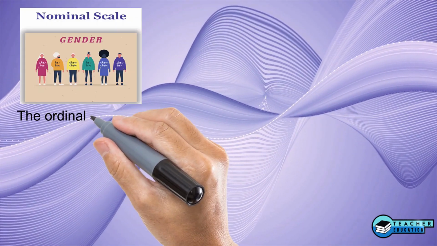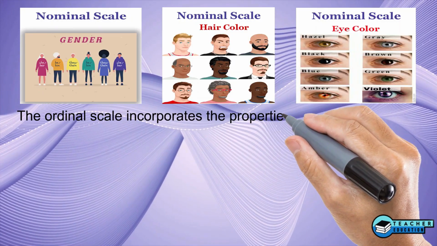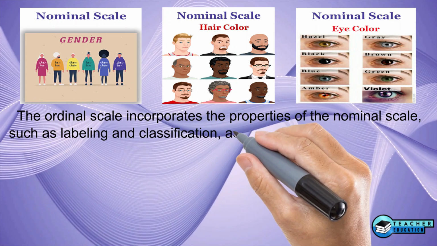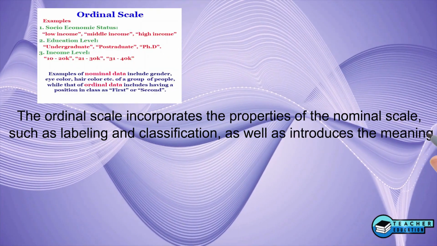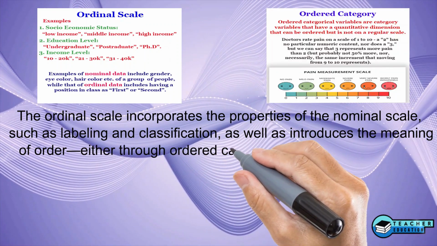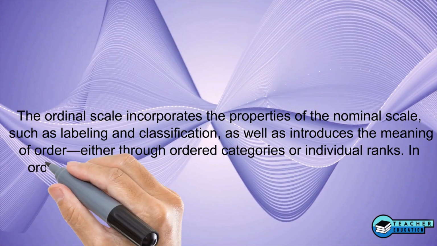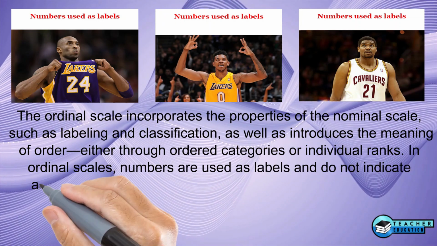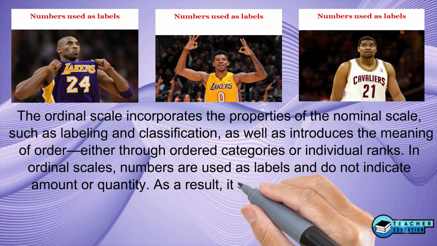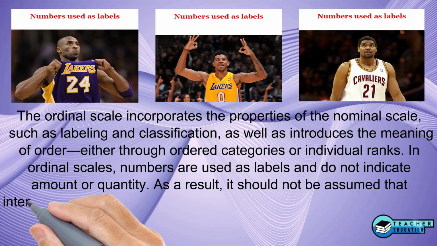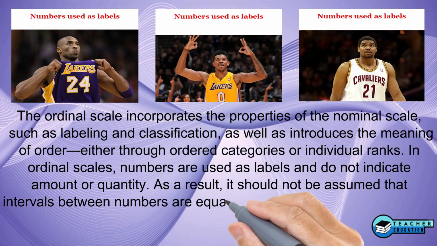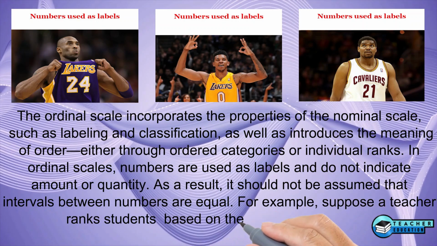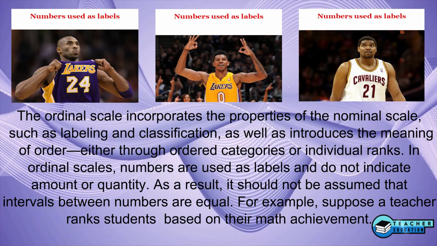The ordinal scale incorporates the properties of the nominal scale, such as labeling and classification, as well as introduces the meaning of order, either through ordered categories or individual ranks. In ordinal scales, numbers are used as labels and do not indicate amount or quantity. As a result, it should not be assumed that intervals between numbers are equal. For example, suppose a teacher ranks students based on their math achievement.